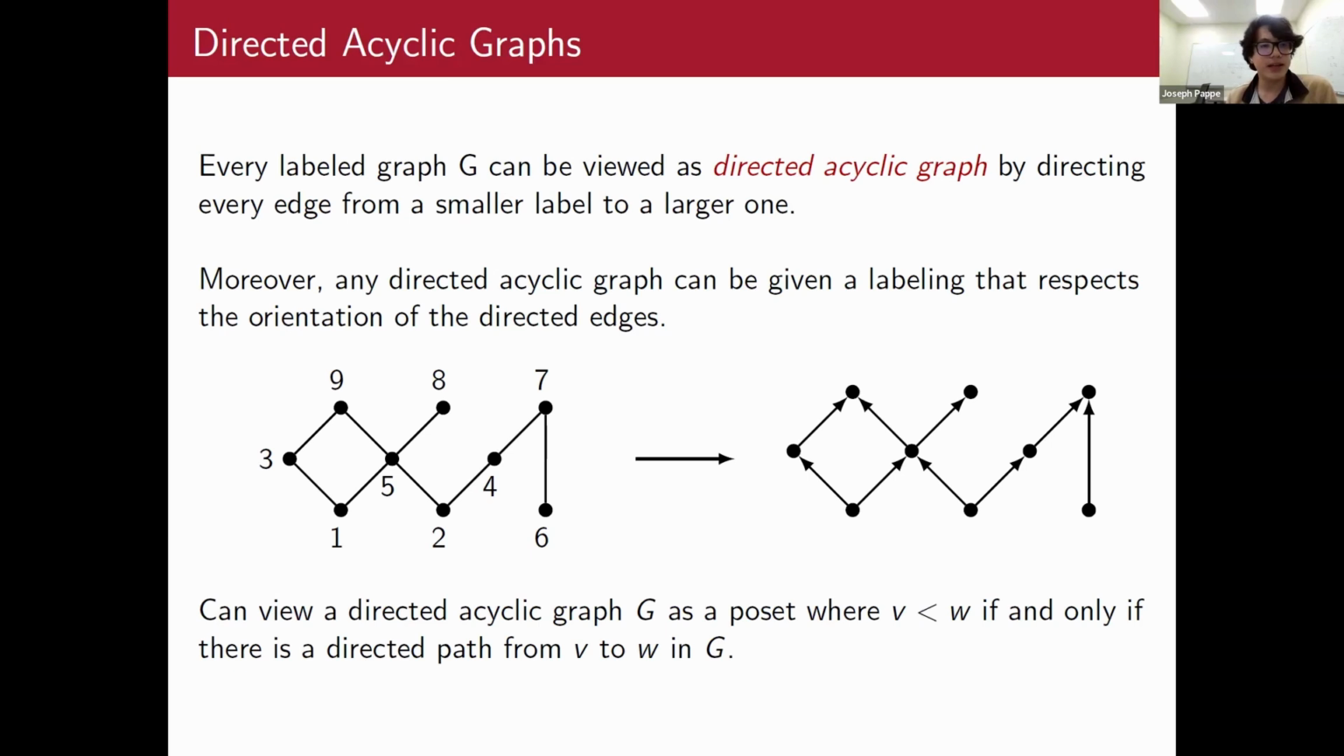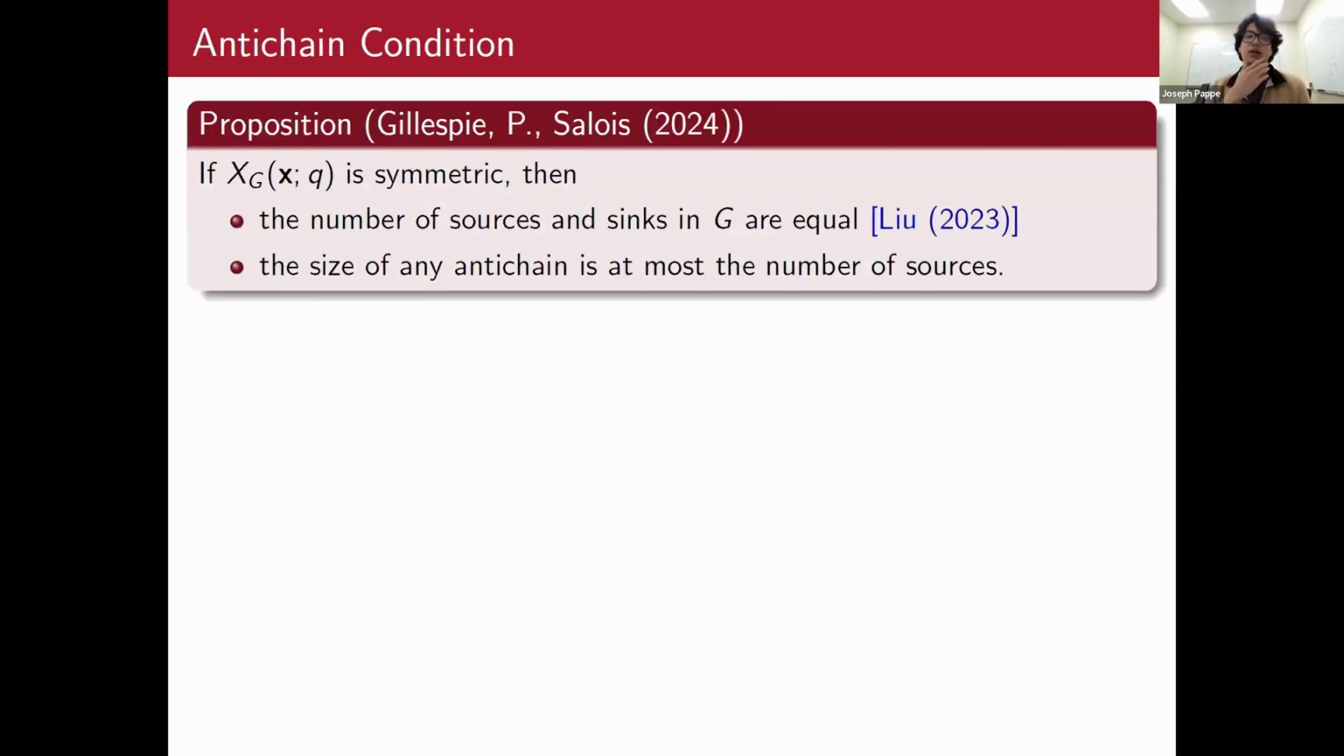So let's look at some necessary conditions. The first one is that if your CQF is symmetric, then the number of sources and sinks in your graph have to be equal. Remember, a source is a vertex with no incoming edges, and sinks are vertices with no outgoing edges. Or in terms of the language of posets, these are the minimal and maximal elements in your poset, respectively.